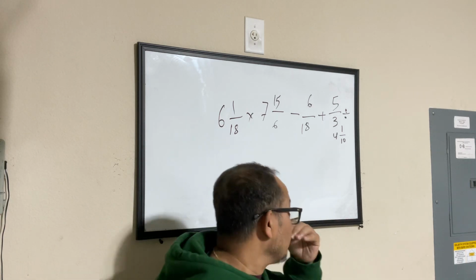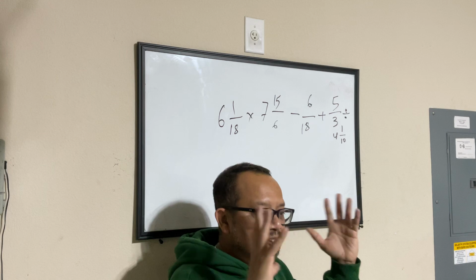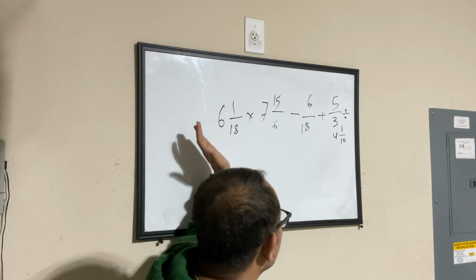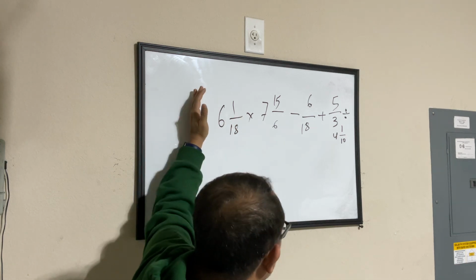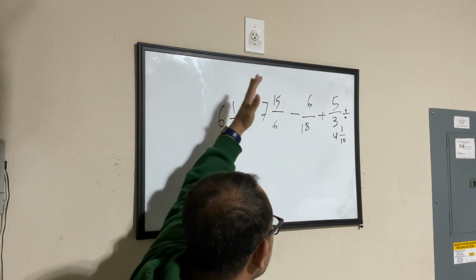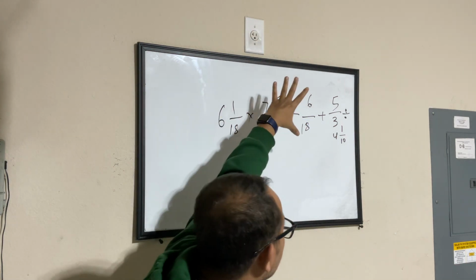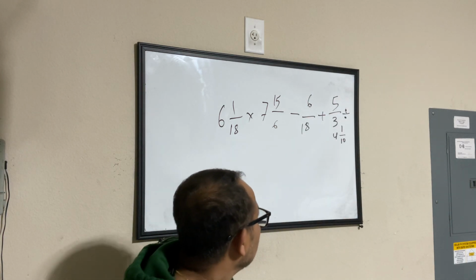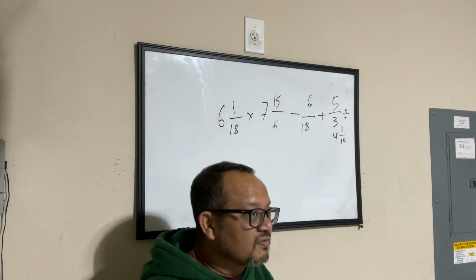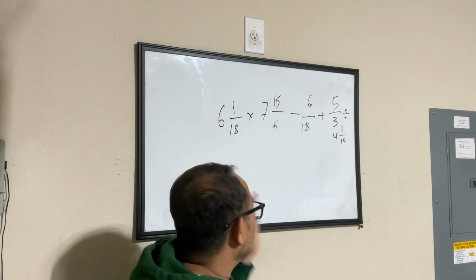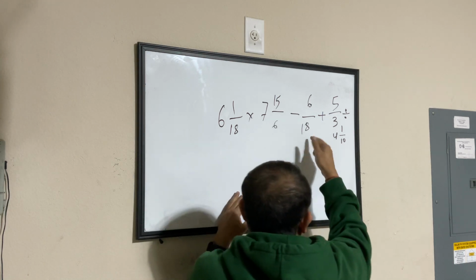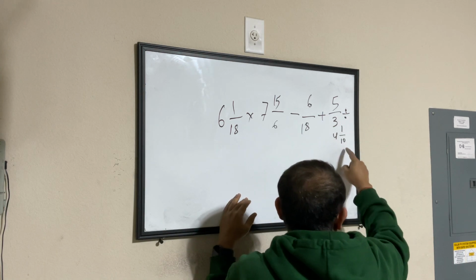So what I'm doing is I have put a problem which has multiple concepts into it. Here you have order of operations, you have mixed numbers, you have how do you deal with the sequencing part of it, and then also how do you convert fractions to decimals. So this is 6 1 by 18 multiplied by 7 15 by 6 minus 6 by 18 plus 5 by 3 divided by 4 1 by 10.